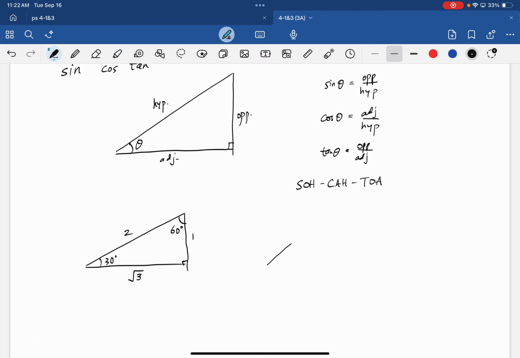And then the second important triangle is the 45, 45, 90 triangle. 45 degrees is pi over 4 radians. This one's isosceles, so it's easy to remember. 1, 1, root 2.